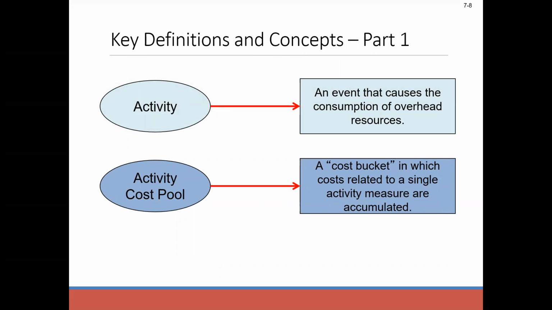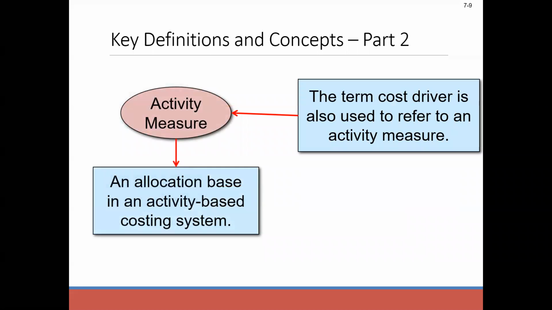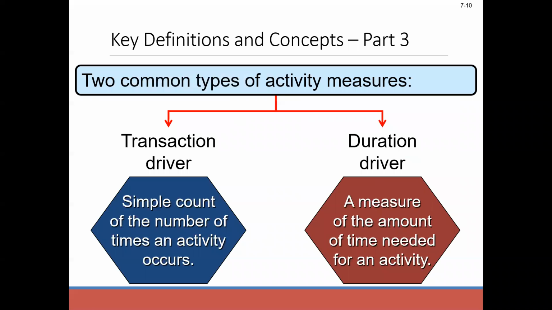So an activity is an event that causes the consumption of overhead resources. The activity cost pool is like a bucket in which costs related to a single activity measure get accumulated. Now, this activity measure becomes the allocation base in activity-based costing systems. This is going to be the cost driver. This cost driver we call an activity measure. The two types are the transaction driver and the duration driver. The transaction driver is a simple count of the number of times an activity occurs, while the duration driver is a measure of the amount of time needed for an activity.